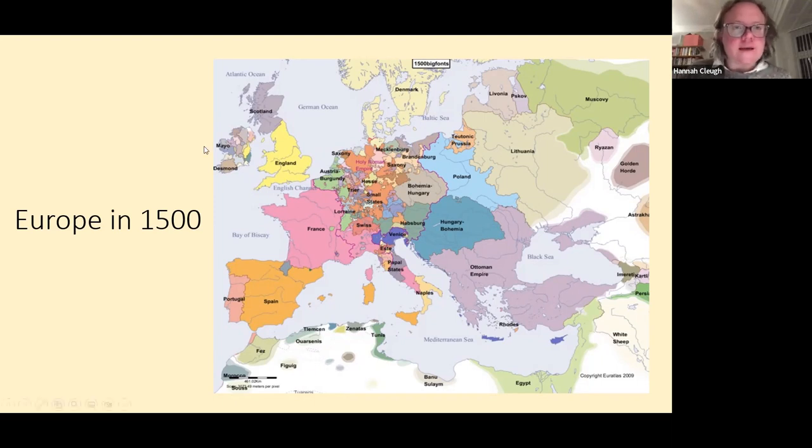Then finally we get to England. England was much more centralized than most of the rest of Europe. We've already seen how Italy was a collection of different states, how the Holy Roman Empire was a collection of different city-states, how France was still much more fragmented than it is now. But England was pretty centralized.